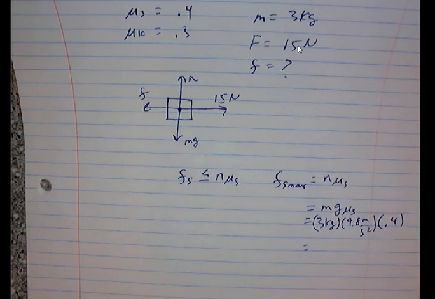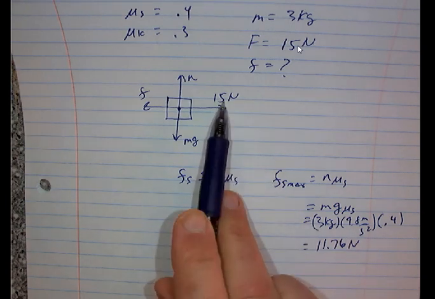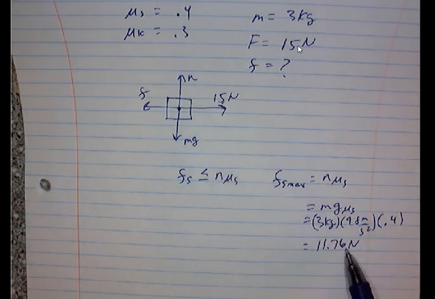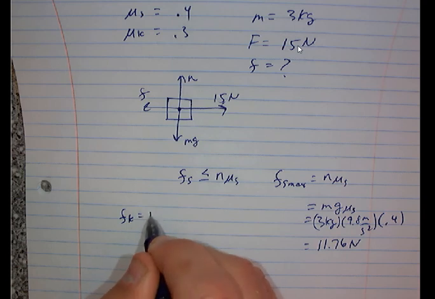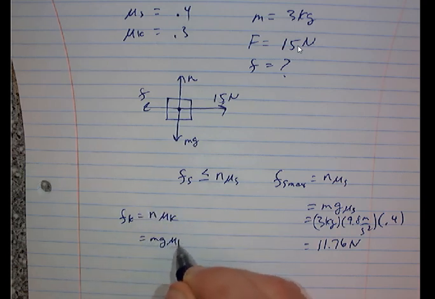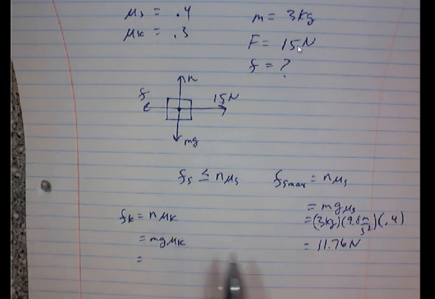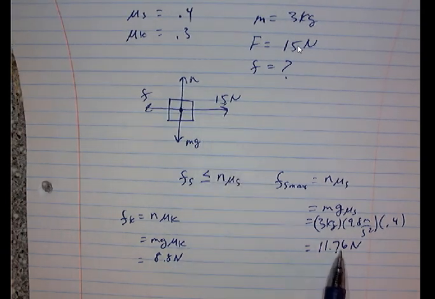So when you put all these together, you get 11.76. So our applied force here has exceeded the maximum amount of static friction. So that tells us we're in the kinetic friction regime. So kinetic friction, normal force times mu sub k. In the picture, mg times mu sub k. Put all those values in for mg and mu sub k, you get 8.8 newtons. Okay, so that's solving this problem. We've exceeded static friction because 15 is bigger than 11.76.